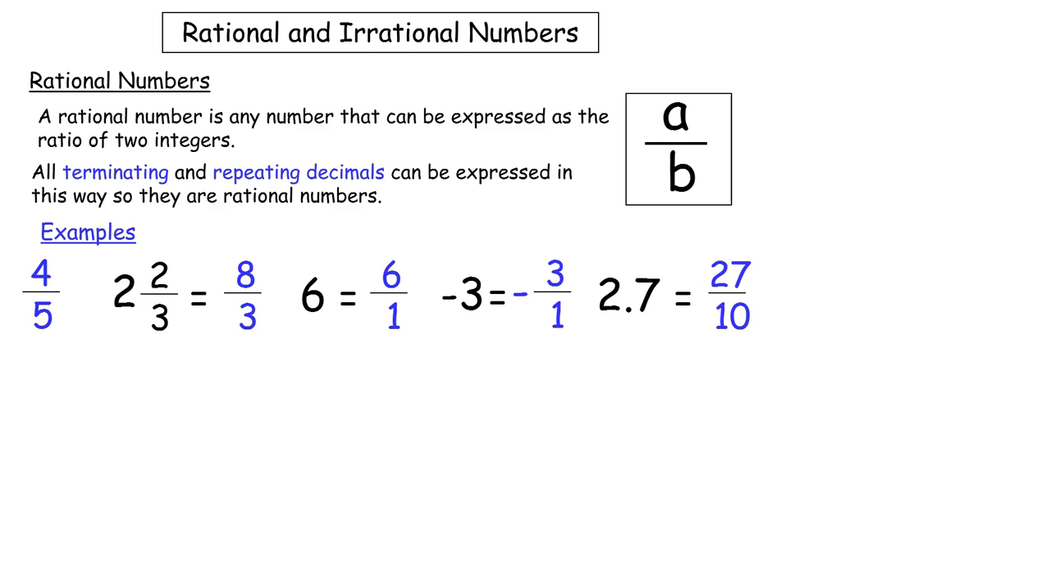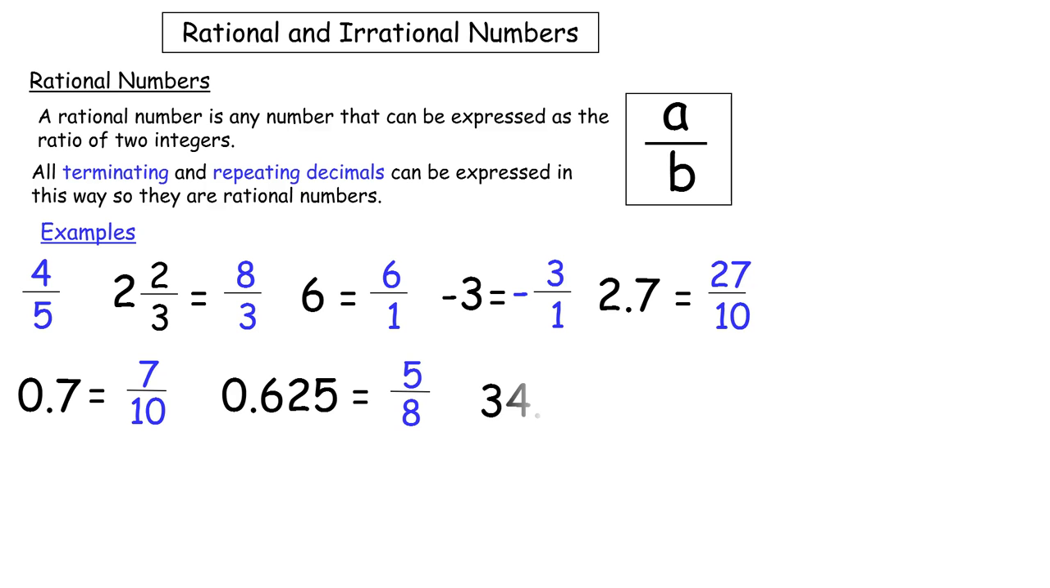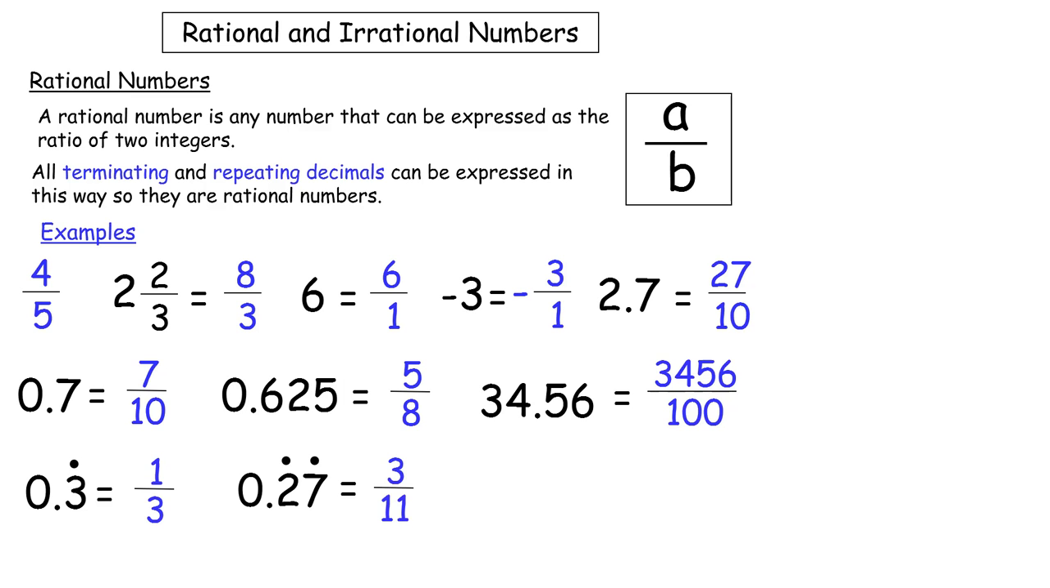2.7 is 2 and 7 out of 10. Okay, so that will give us 27 out of 10. 0.7, 7 out of 10. 0.625, you can think of that as 625 over 1,000. As long as we can represent them as a fraction, then they're rational numbers. And we're going to look at numbers like 0.27 today and see how we can write those fractions out.